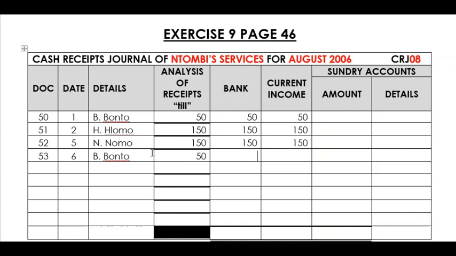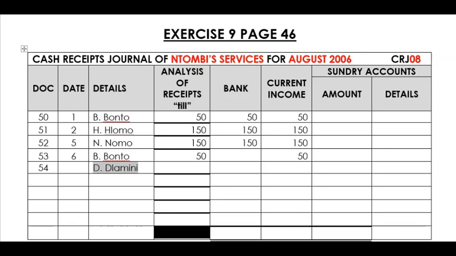What did I receive this money for? For window washing, so it counts as current income. Even though it doesn't go to bank, it must go to current income or to some other account after bank. Okay, so don't just stop with the analysis of receipts column. Then the next receipt on that day, receipt number 54, still on the 6th, so we don't write 6 again.